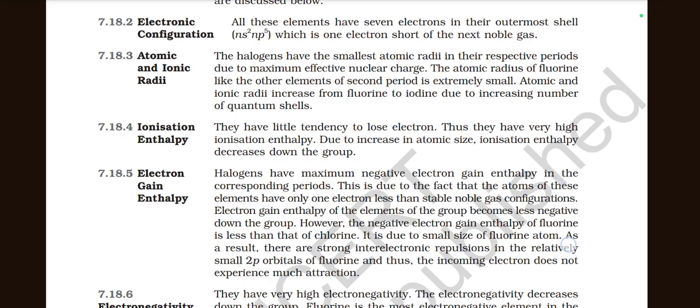However, the negative electron gain enthalpy of fluorine is less than that of chlorine. It is due to the small size of the fluorine atom. As a result, there is strong inter-electronic repulsion in the relatively small 2p subshell of fluorine, and thus the incoming electron does not experience much attraction. Physical properties.